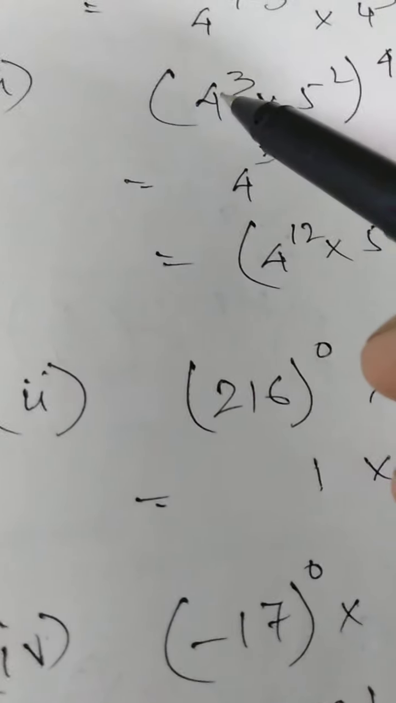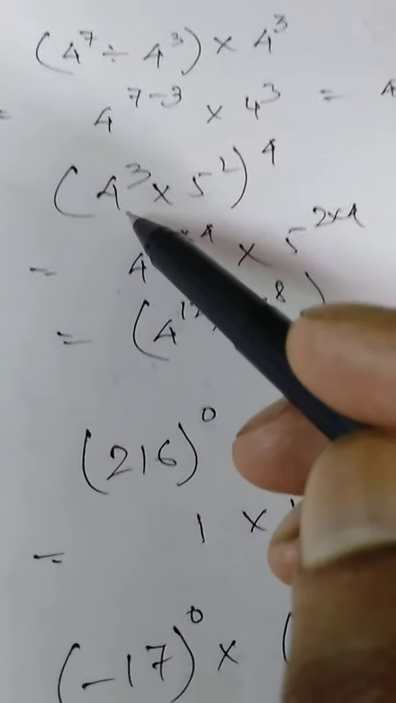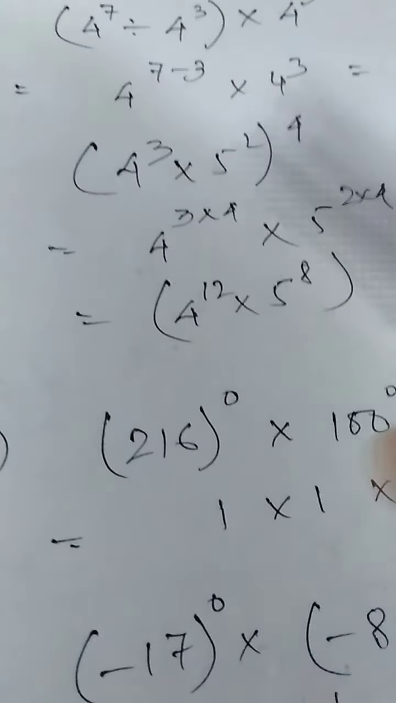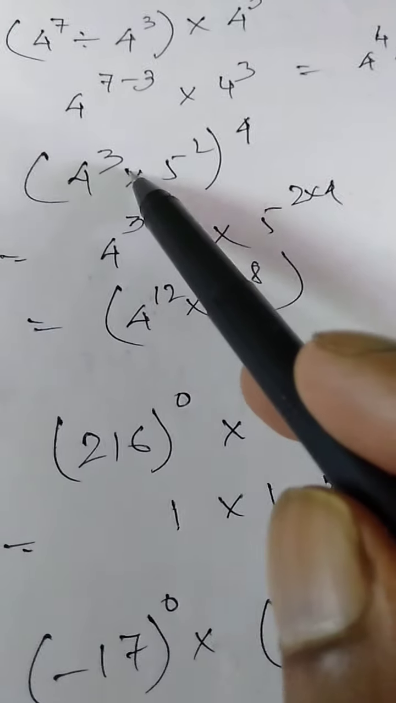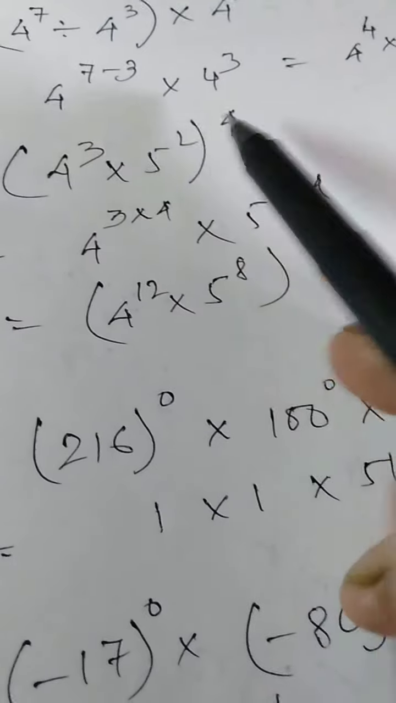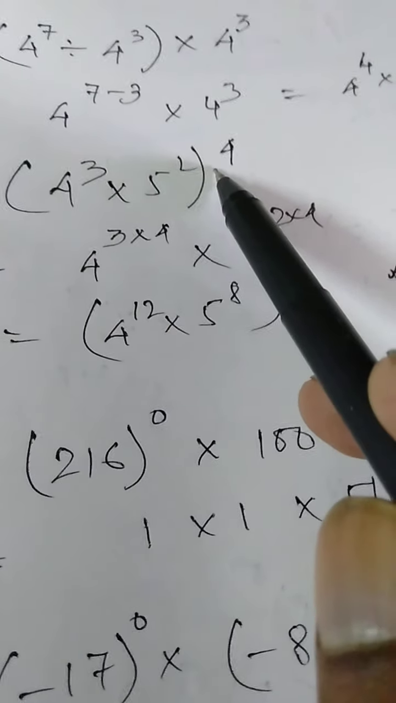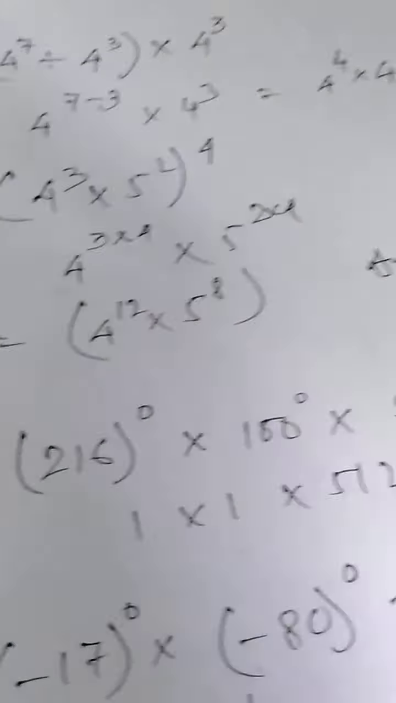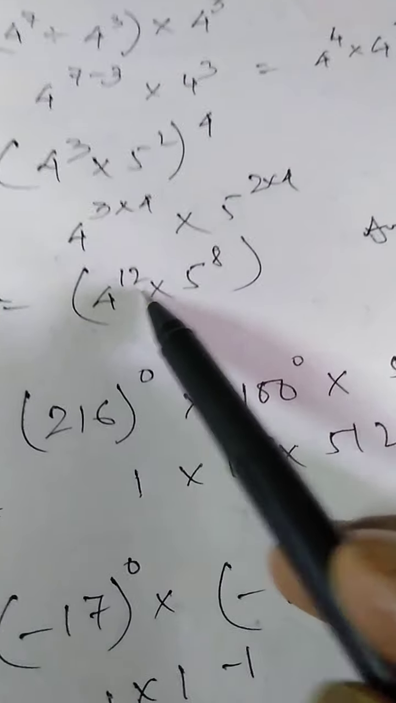Number 3: 4 cube into 5 square, whole to the power 4. Now very simple, you multiply the powers by applying the power law. So 4 to the power 3 into 4, into 5 to the power 2 into 4. This will give 4 to the power 12 into 5 to the power 8.